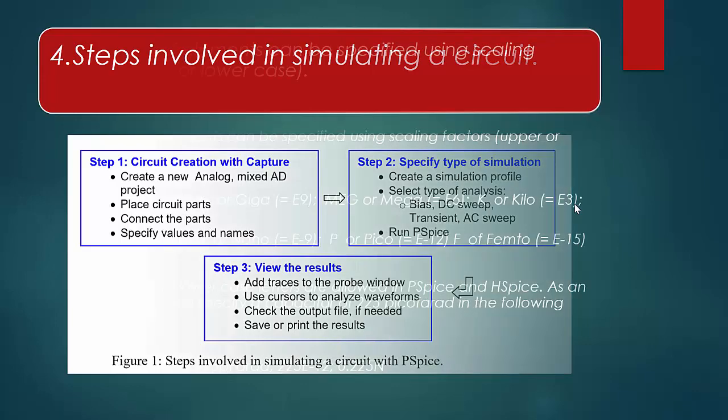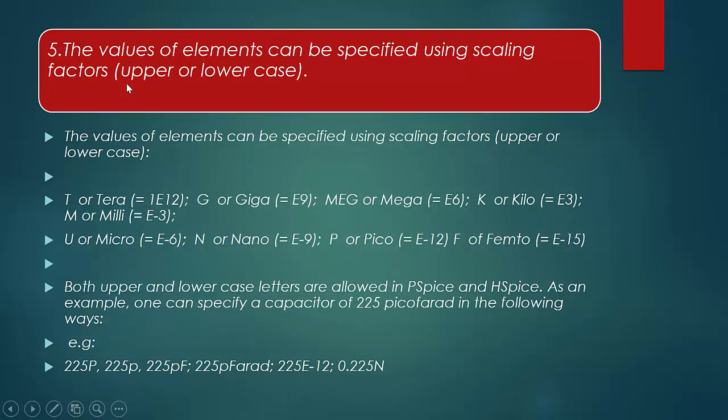Let's move on to the fifth one. The values of elements can be specified using scaling factors, upper or lower case. T or tera represents e to the power 12, and G or giga represents e to the power 9. Meg or mega represents e to the power 6. K or kilo represents e to the power 3.